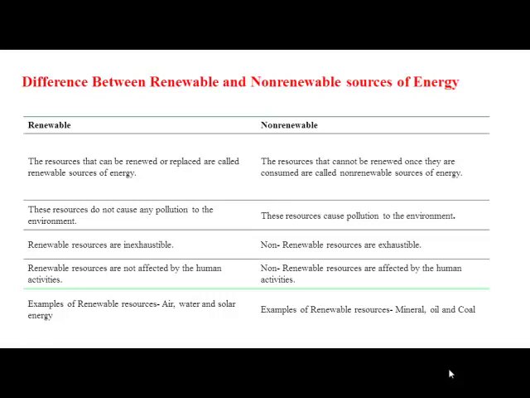The resources that cannot be renewed once they are consumed are called non-renewable sources of energy. These resources usually cause pollution to the environment. Non-renewable resources are exhaustible and they can be affected by human activities, like mineral, oil and coal.